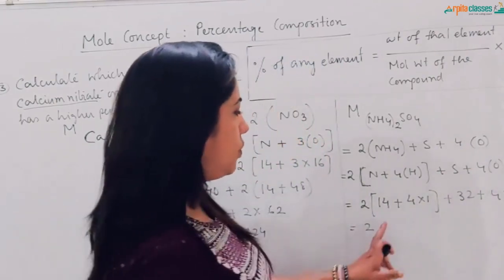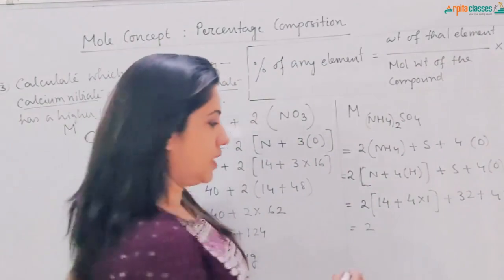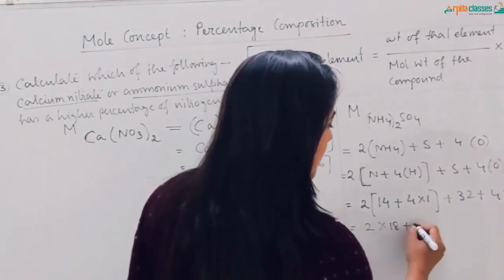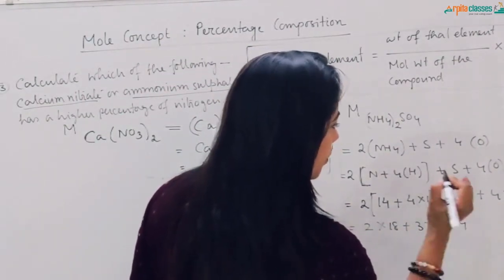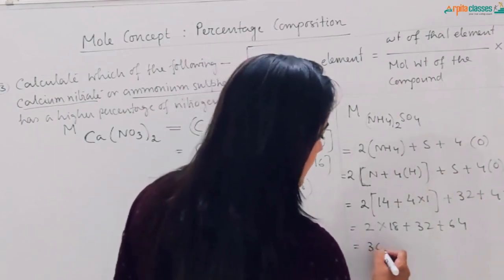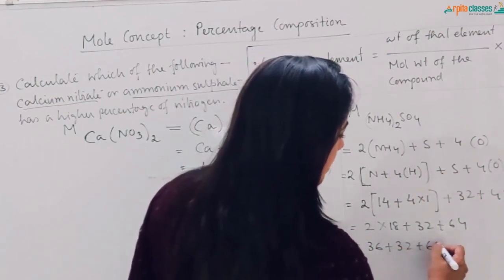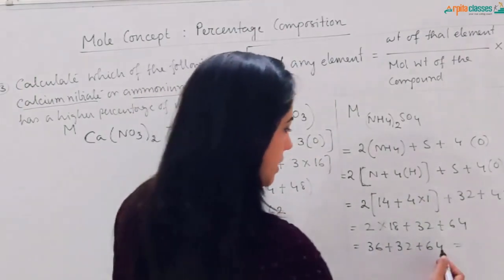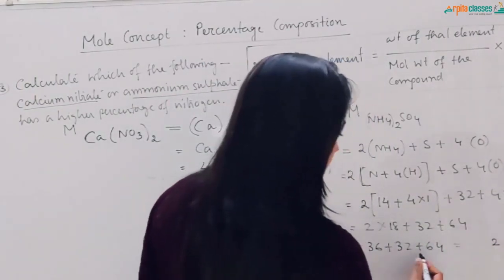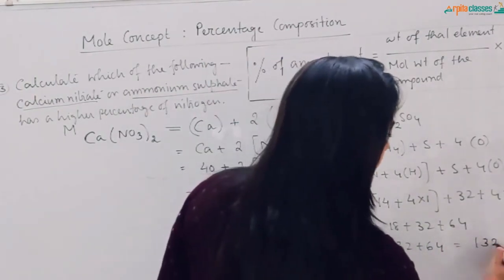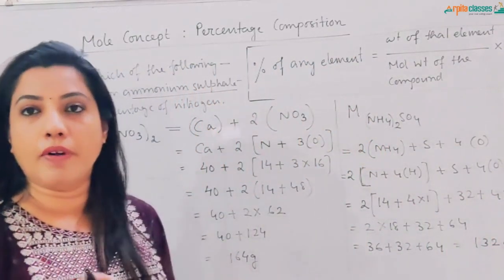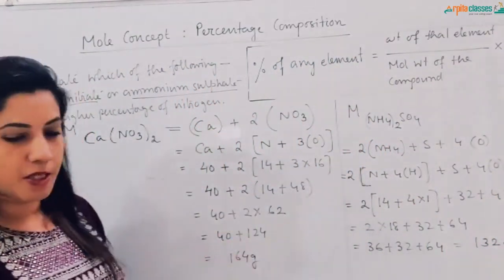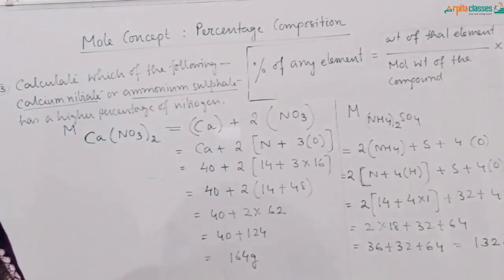So it's coming 2 into 14 plus 4, that's 18. So 2 into 18 plus 32 plus 64. So that's 36 plus 32 plus 64, which is coming 132 gram. So we got the molecular weight of both the compounds. Now I'll erase this part so that we can do the further part.